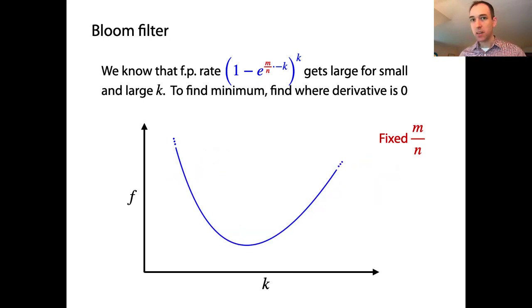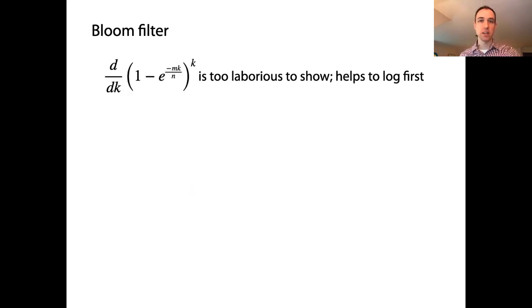So how would we find it? Well, we seem to have a function that has a minimum, and at that minimum, if we're holding m and n, or m over n, fixed, and considering this to be a function of just k, we could say, well, let's take the derivative of the function and see where the derivative is 0, and that's going to tell us where that minimum is.